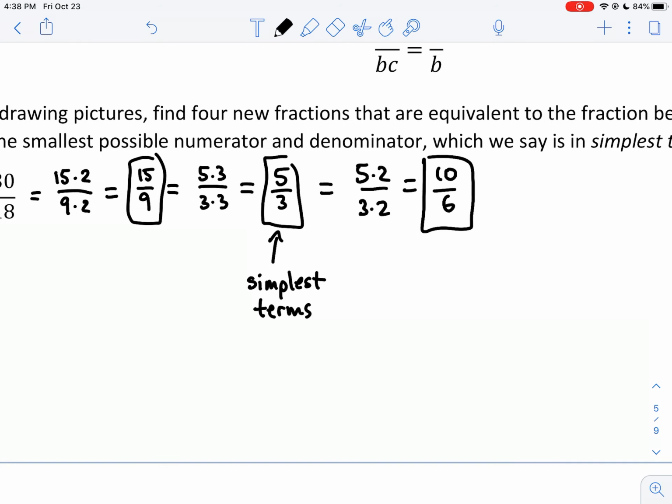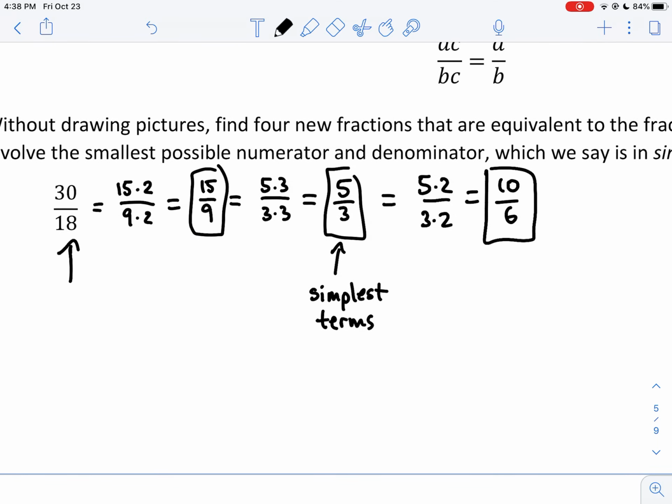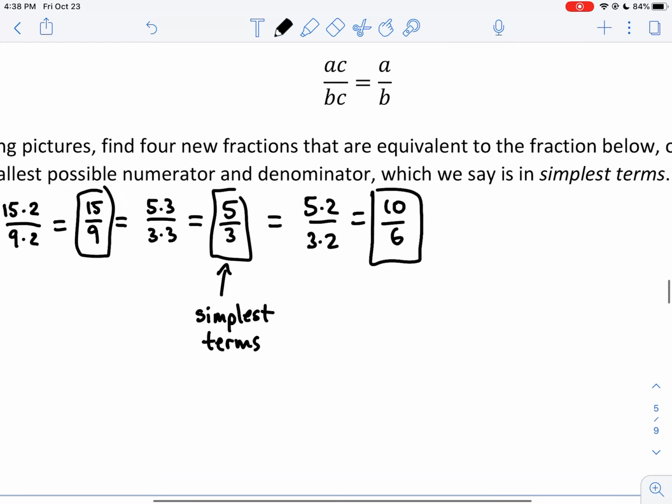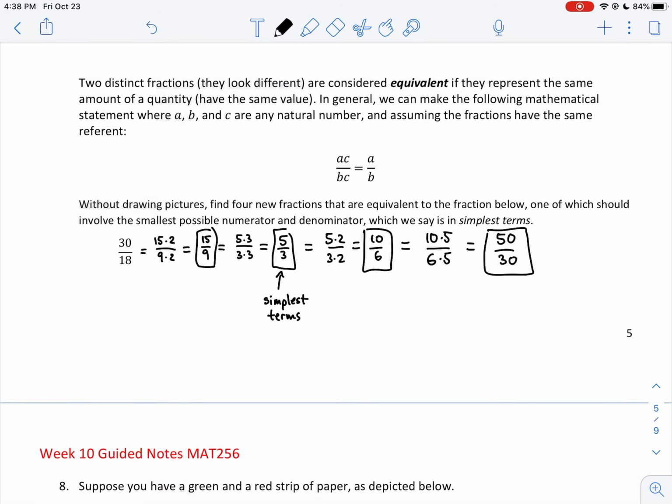Now I could double again, or just for argument, I could triple. If I triple, I'm going to get this one again, and I need 4 new fractions. That's not a new fraction. I could double and get a new fraction. That would work. Or I could, just for the sake of argument, multiply top and bottom by 5, just to pick a number. So I could say 10 times 5 over 6 times 5, and say that we get 50/30ths. So here's another fraction that's the same value as 5/3, provided all these fractions are referring to the same referent whole.